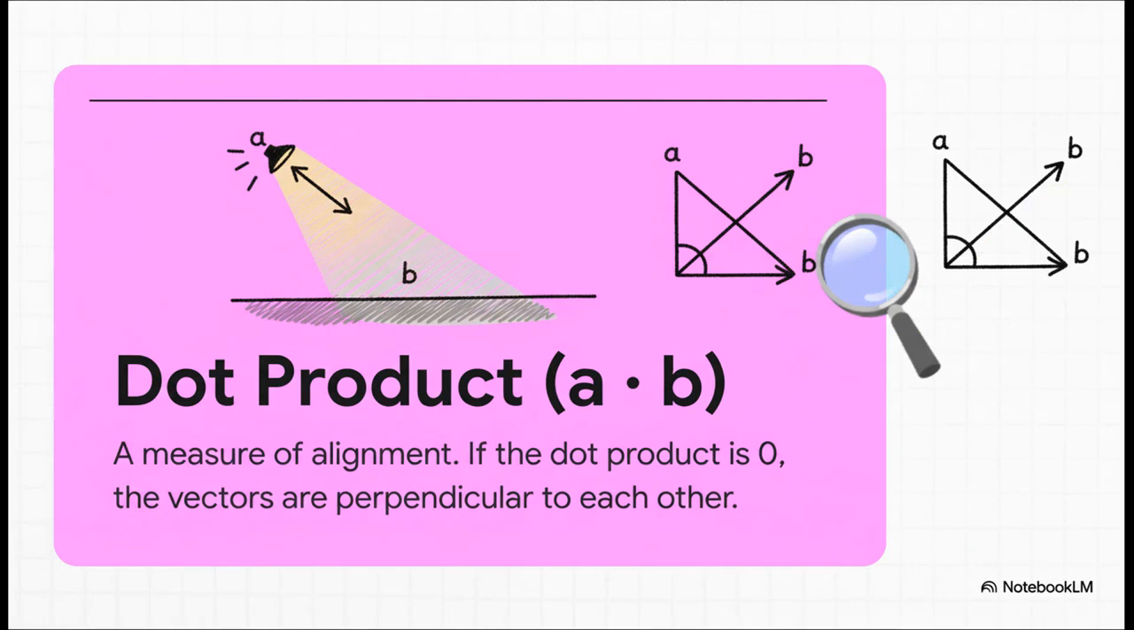The whole point of the dot product is that it measures alignment. Imagine you're shining a spotlight along one vector. The dot product tells you how much of a shadow the other vector casts in that direction. And here's the really cool part. If the dot product is 0, it means they're at a perfect 90-degree angle to each other. They cast no shadow at all.